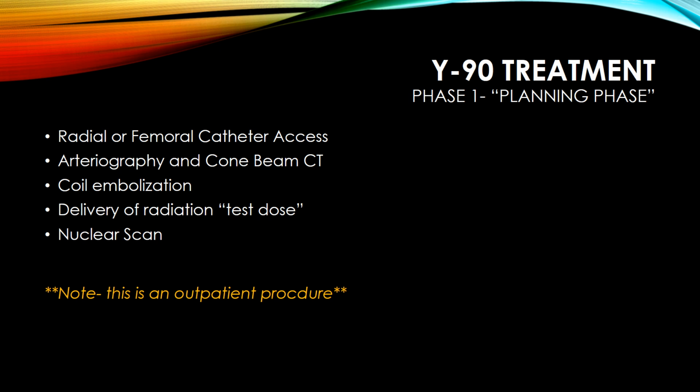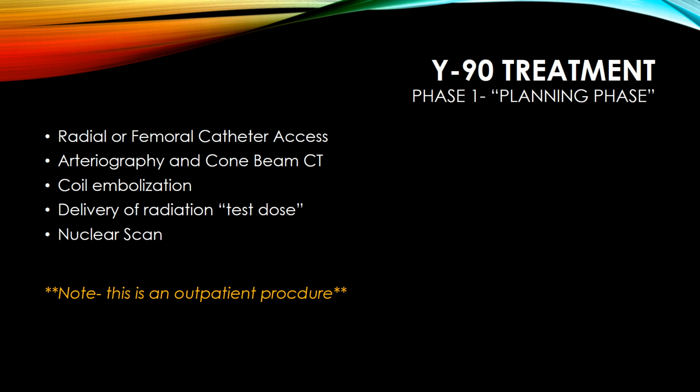Y90 treatment is a multi-phase treatment, and so phase 1 is the planning phase, and this is really where we have our roadmap. We use the radial or femoral vein to thread a catheter down through the hepatic artery to that tumor itself. We do arteriography, and importantly, that allows us to identify vascular abnormalities, but also the exact branches feeding the tumors.